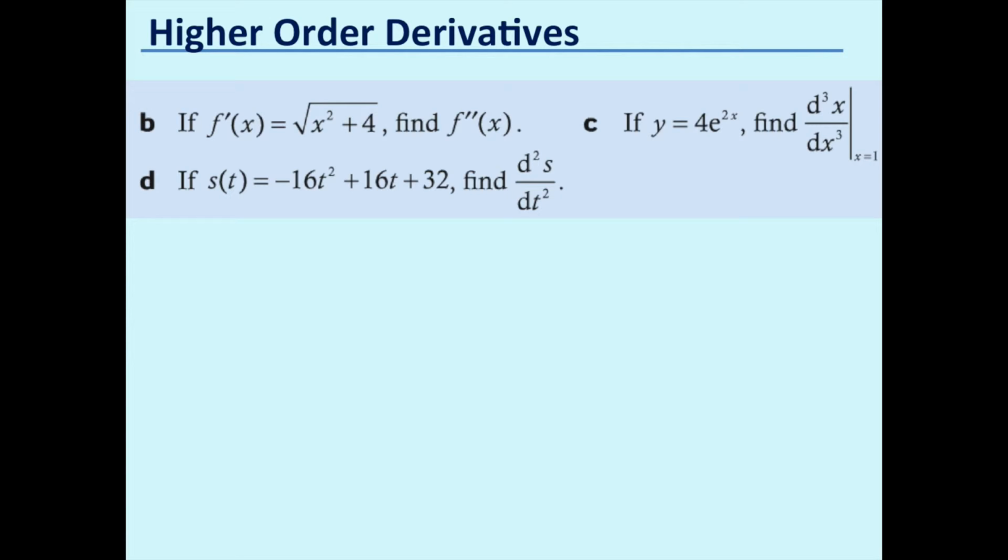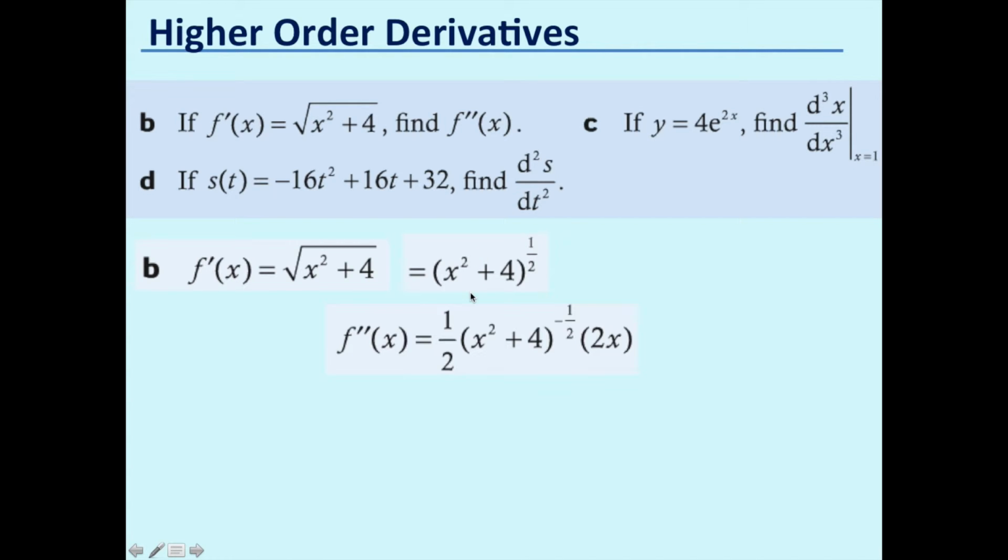Part B then, you're asked to find f''(x). However, you're given f'(x) already, so it's asking you to find the derivative of this function here. So the first thing you need to do is use rational exponents to express this without the square root sign. So if you could do that, you get x squared plus 4 all to the power a half. So you should be thinking that to differentiate this, you're going to end up using the chain rule.